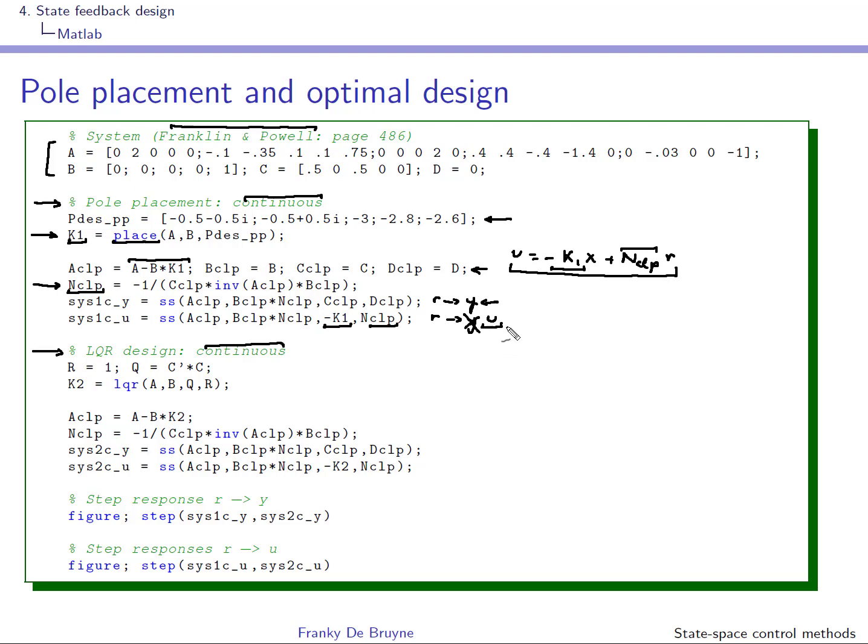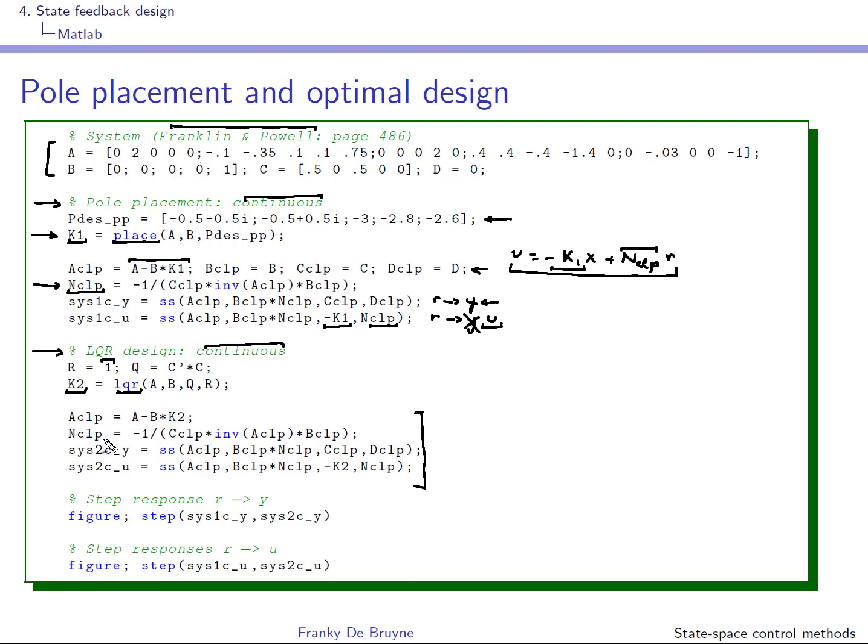You can also do LQR design, and here we have chosen this approach where Q is C transpose C, and where R is lambda times the identity matrix. Since we have only one input, R is really lambda. So here the lambda is 1, and then you simply use the command LQR to obtain the state feedback. For the rest, everything stays the same.